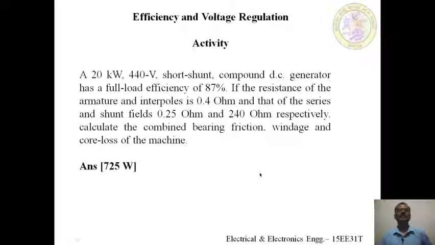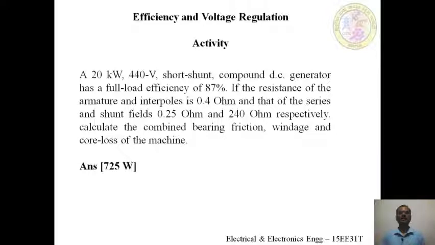Okay students, so far we have studied the total losses in the DC generator and various power stages, different efficiency terminologies used with the DC generator, voltage regulation and the condition for maximum efficiency. We solved some simple problems and you also try to solve this problem.